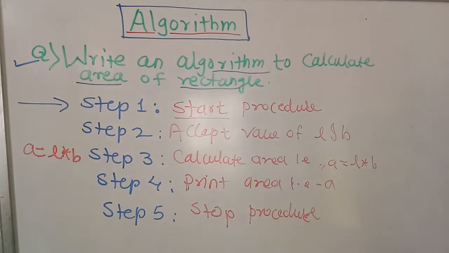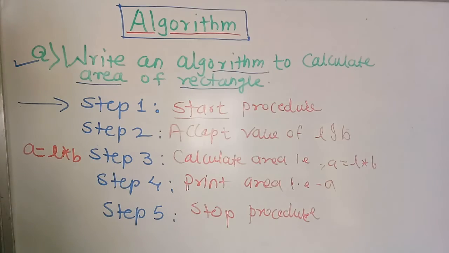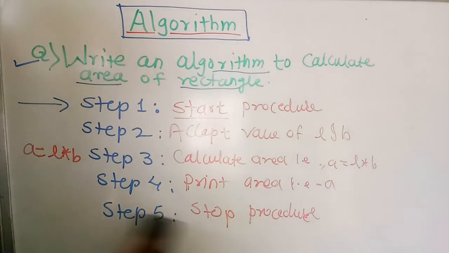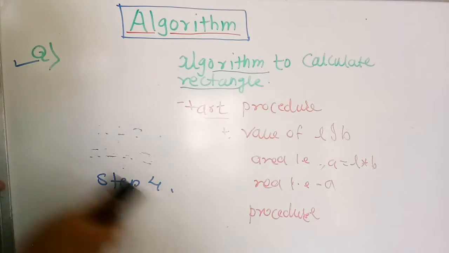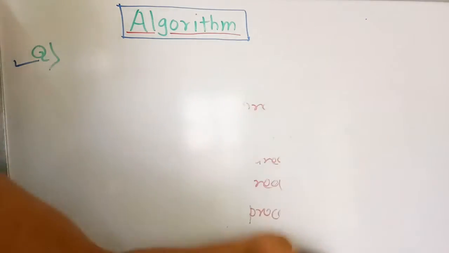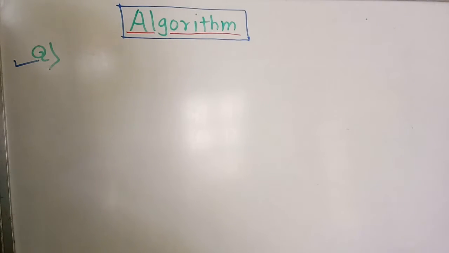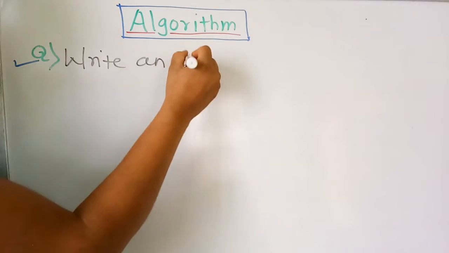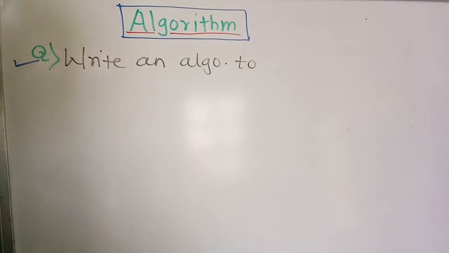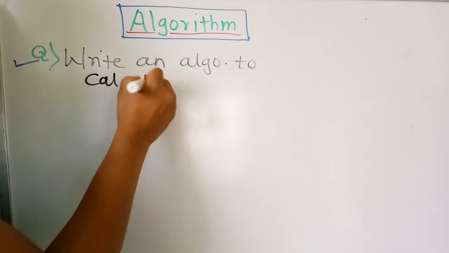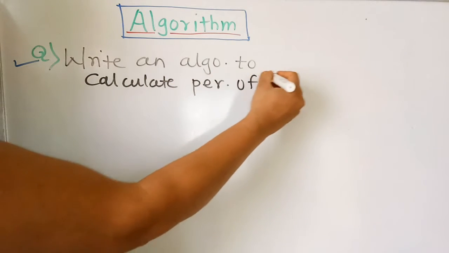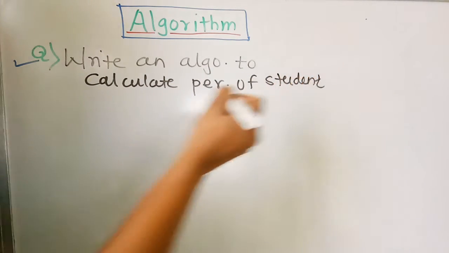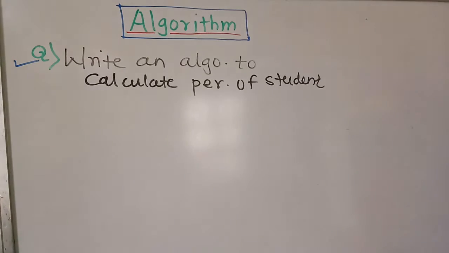This is the actual algorithm you have to write for any problem statement. So this is the simple problem statement we covered in this session. We will take another example of how to write an algorithm for a different problem. We will take one example: write an algorithm to calculate the percentage of a student. So how to calculate the percentage of a student? It is a much easier task.